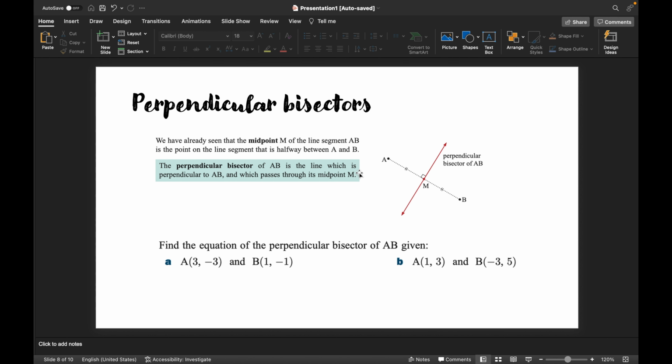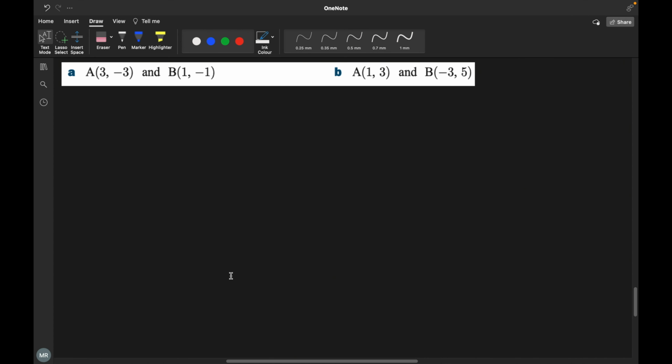So now we have the gradient, we also have one coordinate, and then we can just use the normal formula that we use, which is y minus y1 equals m into (x minus x1). So when we do that, we will find the equation of the perpendicular bisector of AB. Okay, so now let's work out this example. As I told you, we're supposed to find the midpoint. So now let's find the midpoint.